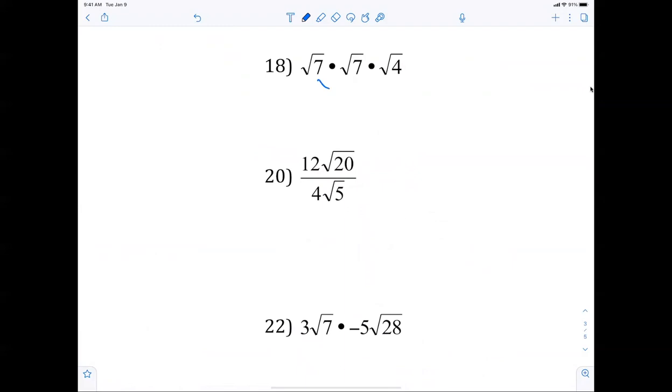What is radical 7 times radical 7? 7. 7 radical. What is 4, the square root of 4? 2. 2. 7 times 2. 14. Anybody have any questions?